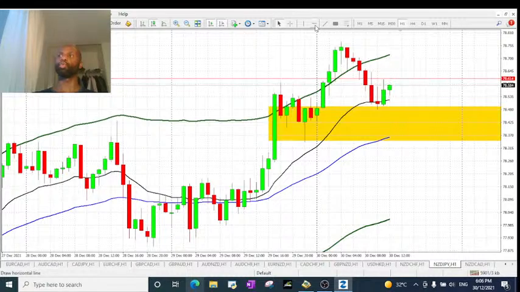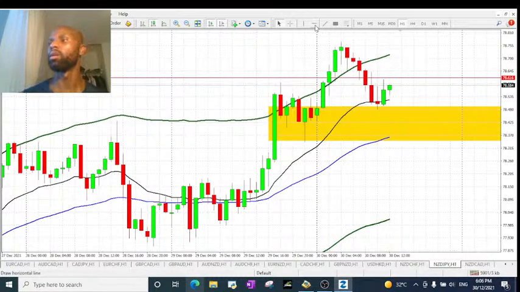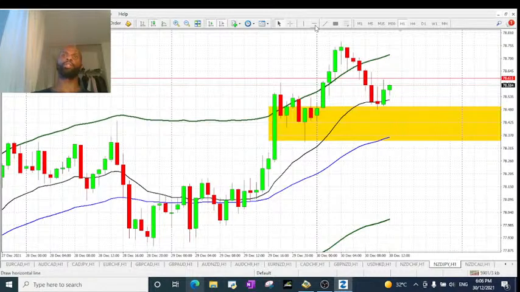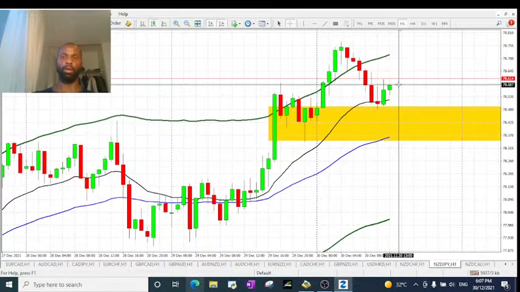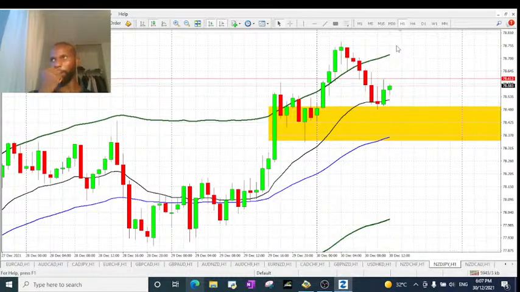This is not a scalp though, this is a swing, because the spread on my trading platform is something like 1.6 pips. So I can't really scalp this, paying 1.6 pips to go in and 1.6 pips to go out. So I'm in long, probably targeting somewhere here. 16 pips. Let's see what happens.